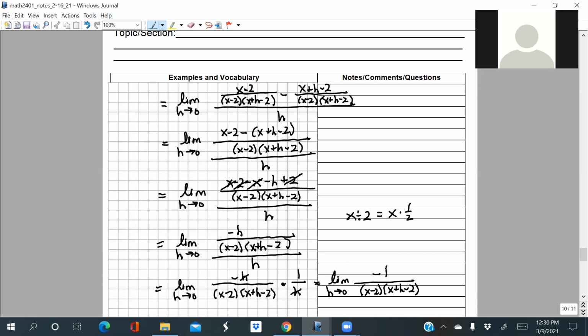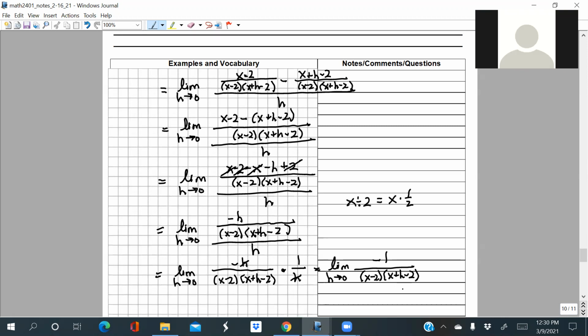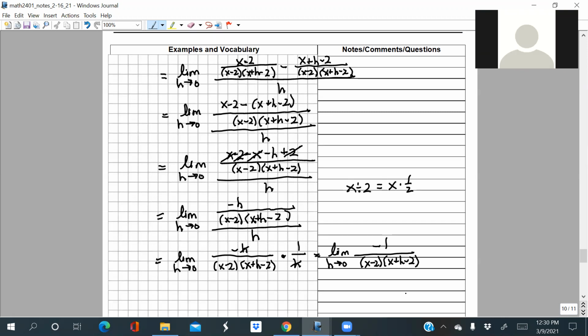Well, I first want to talk about how in the denominator there's an h that goes to 0, right? See, there's no h here, so nothing happens here. This x minus 2 is going to stay the same. The only place you have an h is right there. And so what happens there when h goes to 0? Well, then the x plus h minus 2 becomes x minus 2.